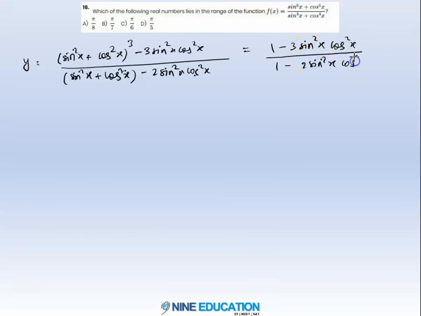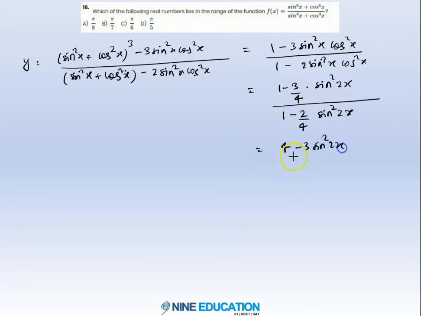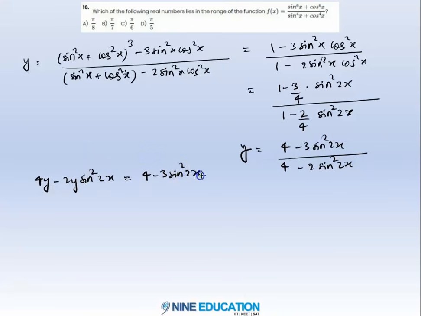Since 2 sin x cos x is sine 2x, I can also express this as 1 minus 3 by 4 sine square 2x. And the denominator also can be written as 1 minus half sine square 2x. So this will become 4 minus 3 sine square 2x divided by 4 minus 2 sine square 2x. That is y. And we can get 4y minus 2y sine square 2x equal to 4 minus 3 sine square 2x.